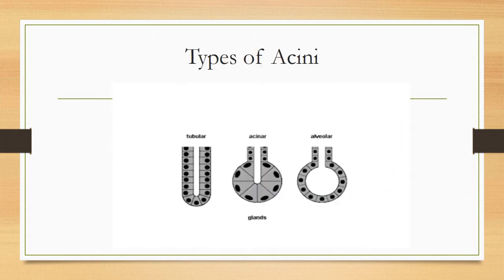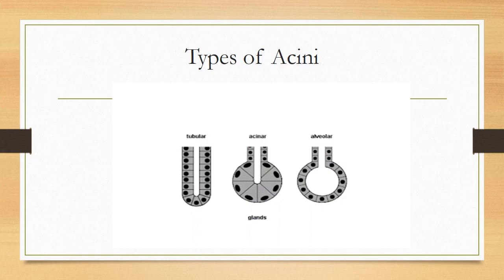Now, there are various types of the secretory unit or the parenchyma of the gland. The parenchyma, or the functional unit or the secretory unit of the gland, can be in the shape of a tube, and then it is called a tubular gland. It can be in the shape of an acinus, and then it is called an acinar gland, or it can be in the shape of alveoli, so we call it an alveolar gland.